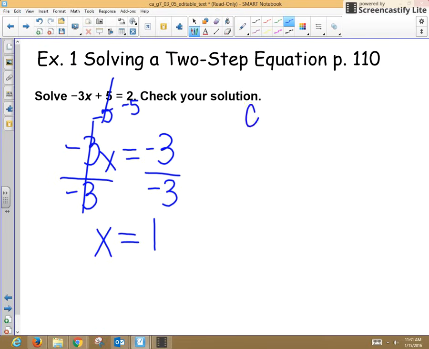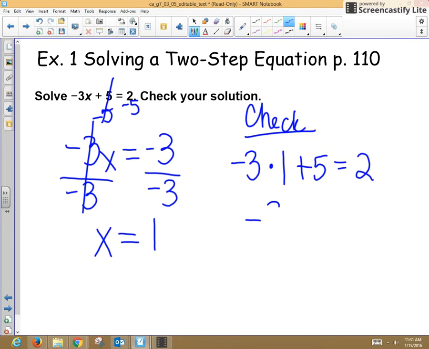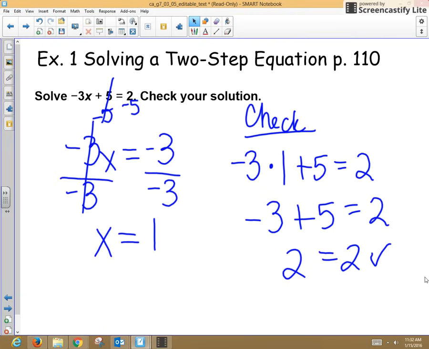Now we need to go back to check our work. Negative 3 times x, which is 1, plus 5 equals 2. Now follow order of operations. Multiply first. Negative 3 times 1 is negative 3, plus 5 equals 2. Negative 3 plus 5 is 2. And since 2 equals 2, we know we are correct.